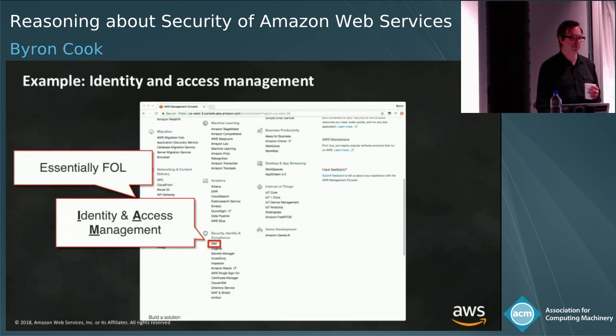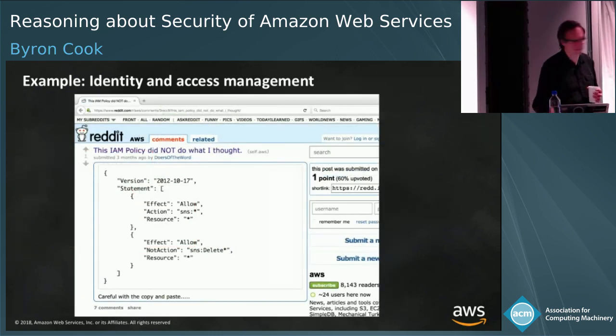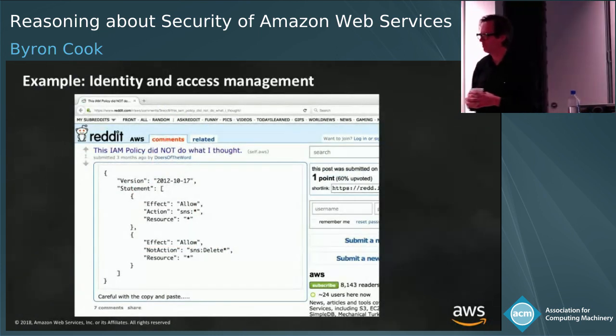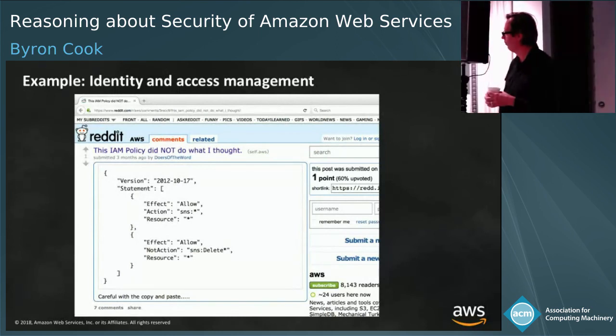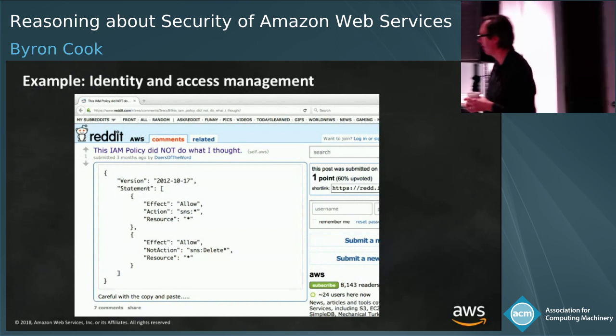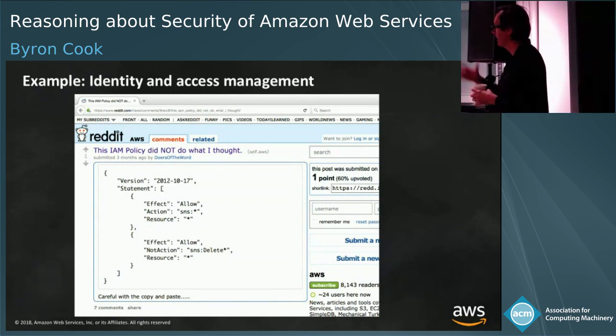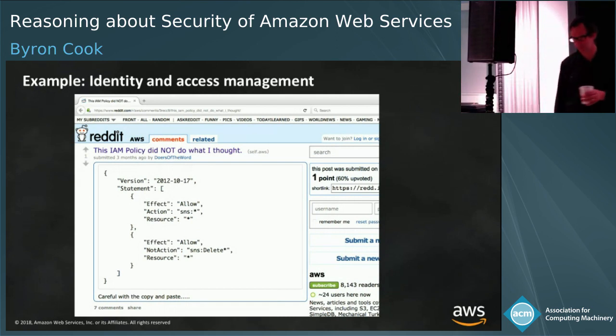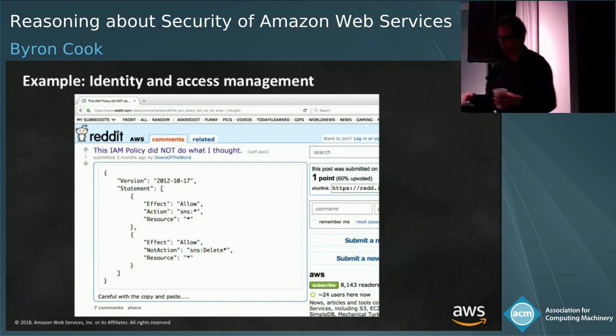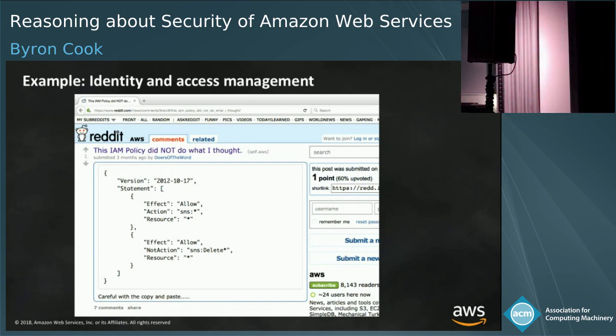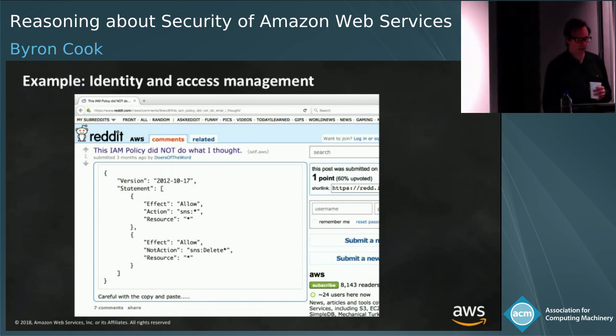And so you can imagine the customers get first-order logic wrong, right? So here, for example, is some customers trying to figure out what they did wrong. They're trying to allow the SNS service, that's the Simple Notification Service, all APIs, so SNS star, all APIs that are SNS APIs, access to anything, but they don't want to allow delete. So everything but delete. So they're allowing a NotAction, which turns out, as they discover in the thread. And it's interesting, look at that.